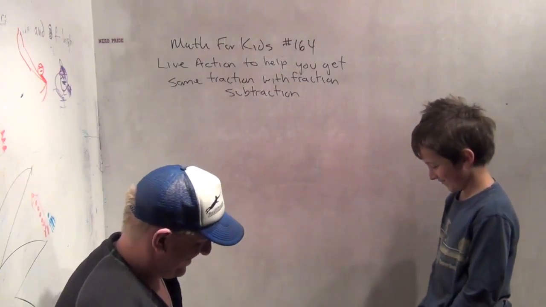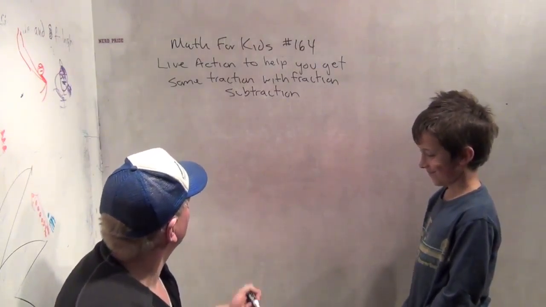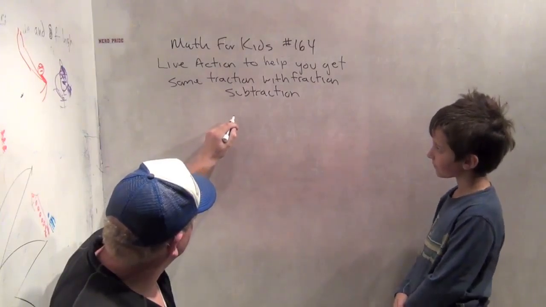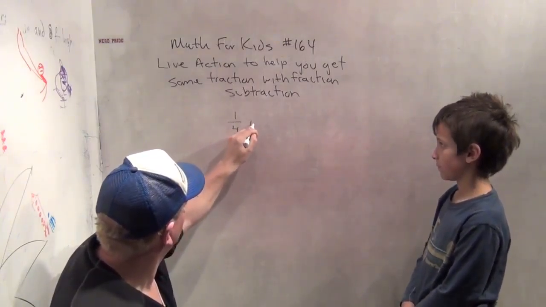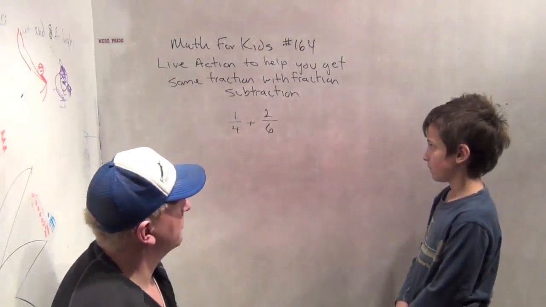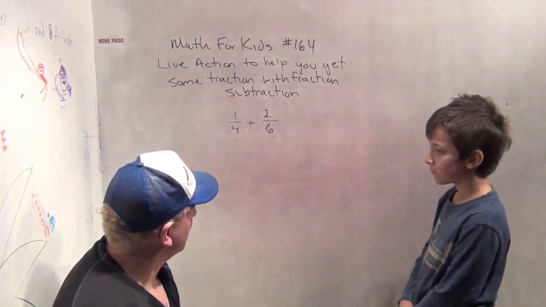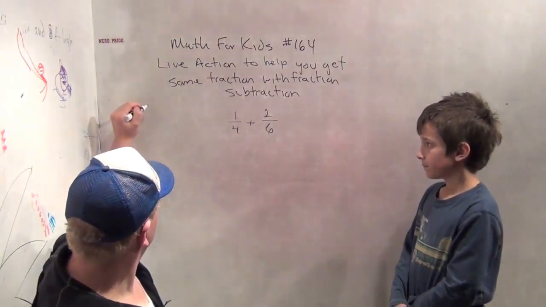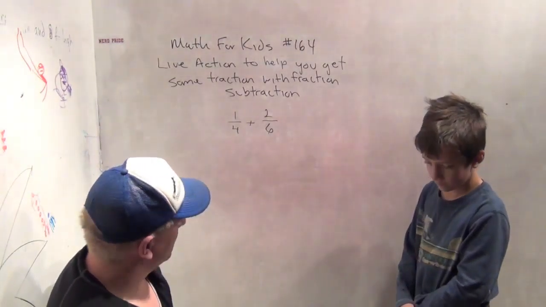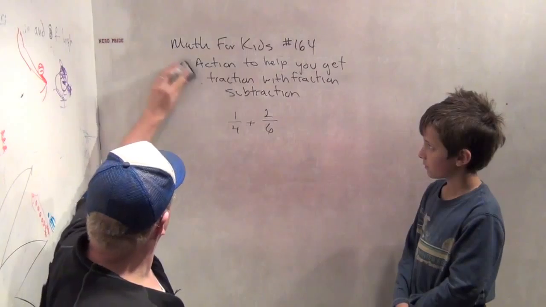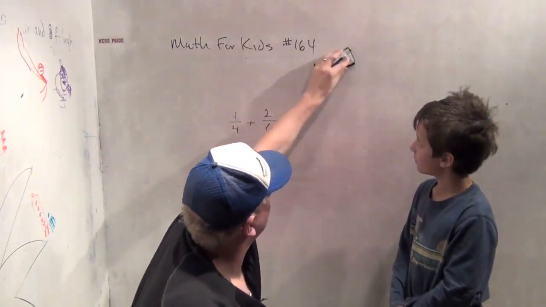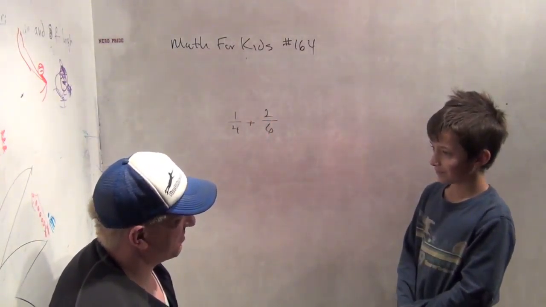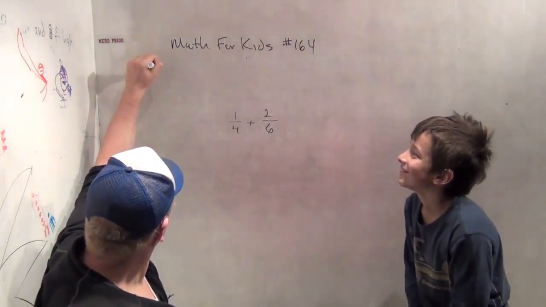Okay, here we go. So yesterday we talked about adding fractions, 1/4 plus 2/6, for example. What were the steps we looked at? First, simplify. We'll just have to remember that this is live action to help you get some traction with fraction subtraction. Step 1, simplify.